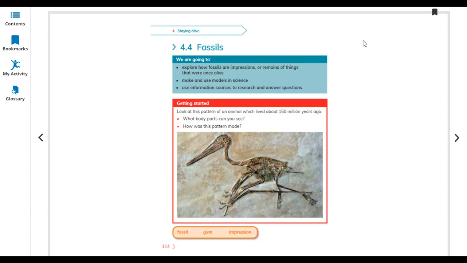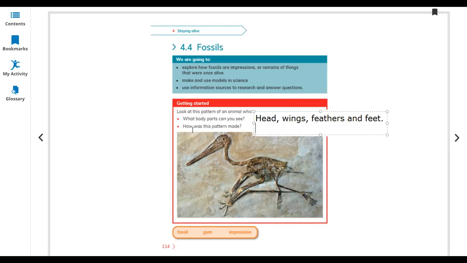This pattern was made by the impression of the body made in the rock. So we can write here: what can we see? We can see a head, wings. Also we can see feathers and feet.